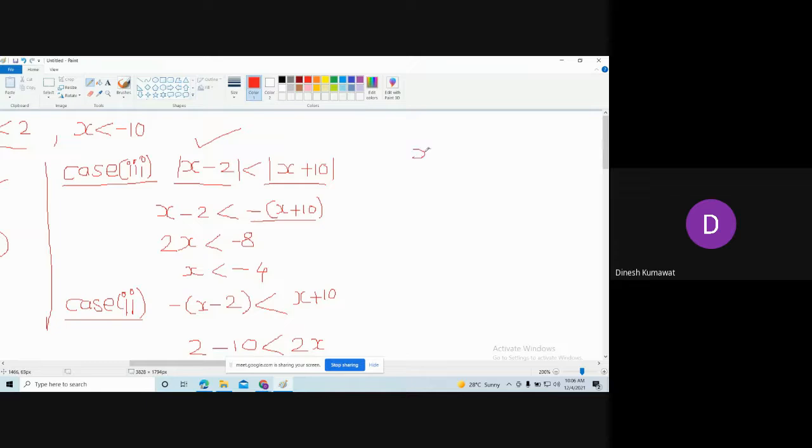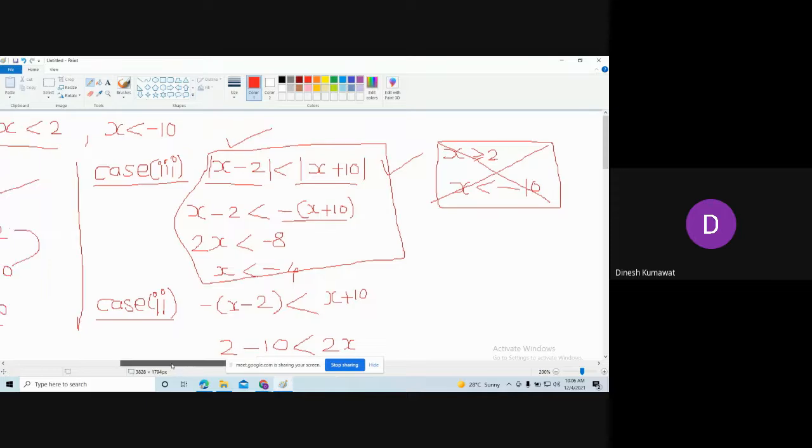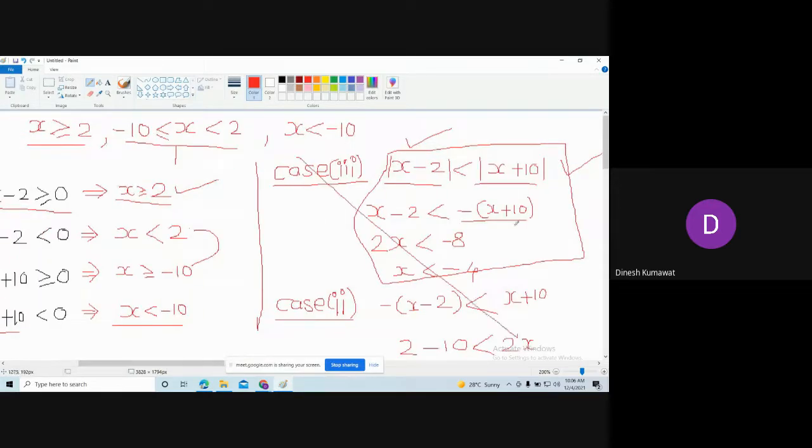Okay, here, in case number 3, we are saying two things at a time. We are saying first, x is bigger than or equal to 2, and at the same time, we are saying x is less than minus 10. Is it possible? No, sir. So that's why we are getting some error because of this assumption. We are saying these two things at a time. That's why we are getting that error. So don't do it like that. What you are going to do is, don't assume these cases also.